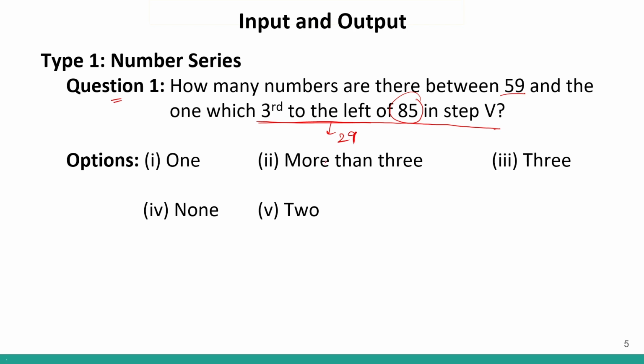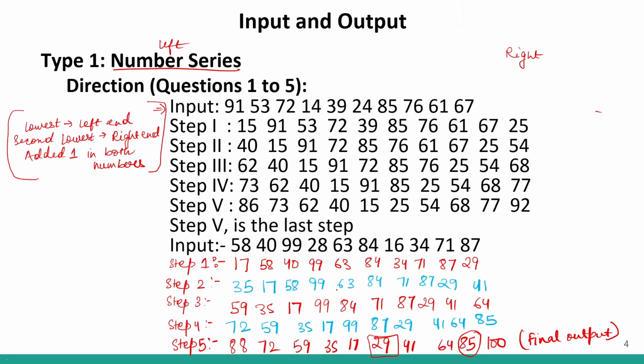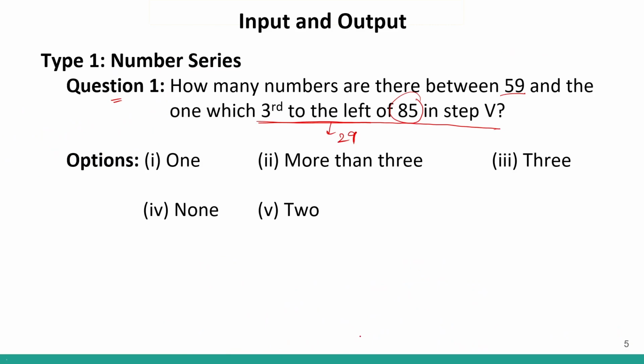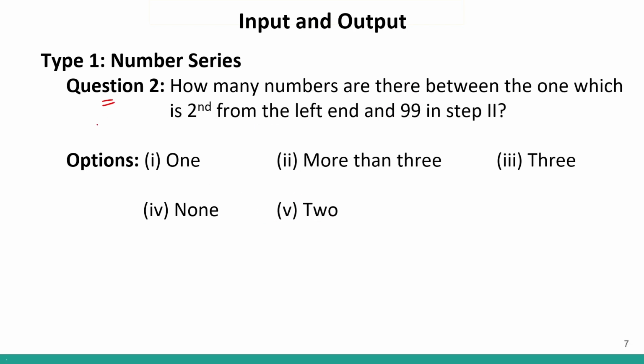Correct? Now, we have to find out how many numbers are there between 59 and 29. So 59 is over here and 29 is over here. So between them we have 1 and 2. We have 2 numbers. So if I look at the options, option number 5 says 2. This will be the correct answer. Option number 5 will be the correct answer. Okay? Moving forward to question number 2.